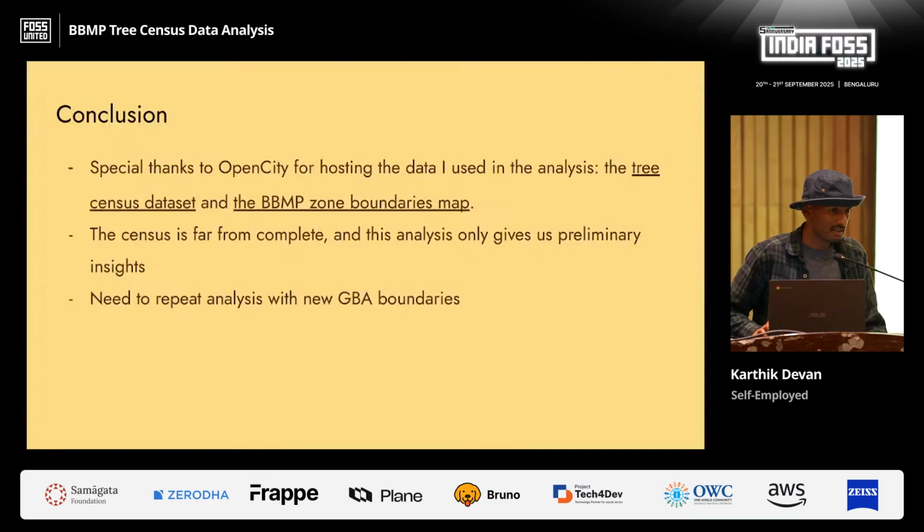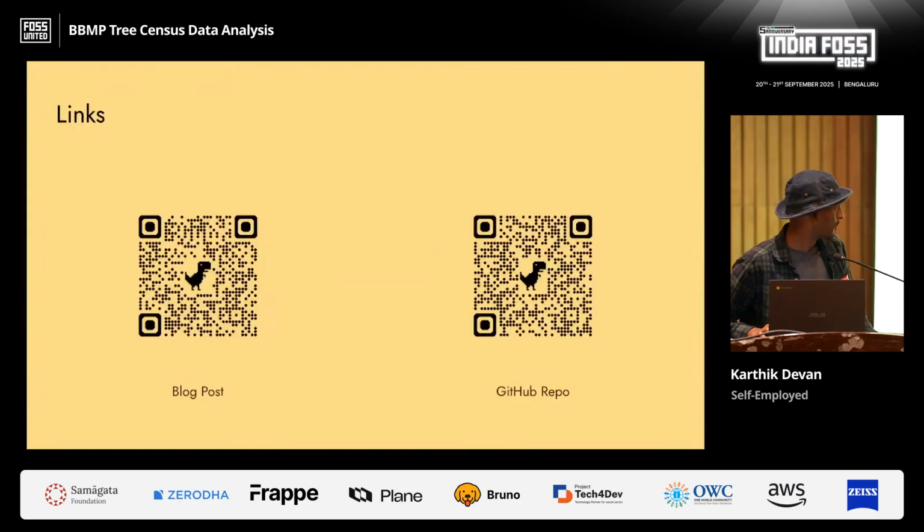And yeah, here's the conclusion. First, thanks to OpenCity for somehow managing to get the data from BBMP's website and putting it there so that I could get it. And even the BBMP zone boundaries map, I could get it from there. It's just much easier. Again, the census is far from complete, and the body that was taking up the census is no more, so we don't know what's going to happen. But there is updated data, and there is lat long for each of these, and we will have the new administrative boundaries very soon, so I can hopefully redo this analysis with the new boundaries.